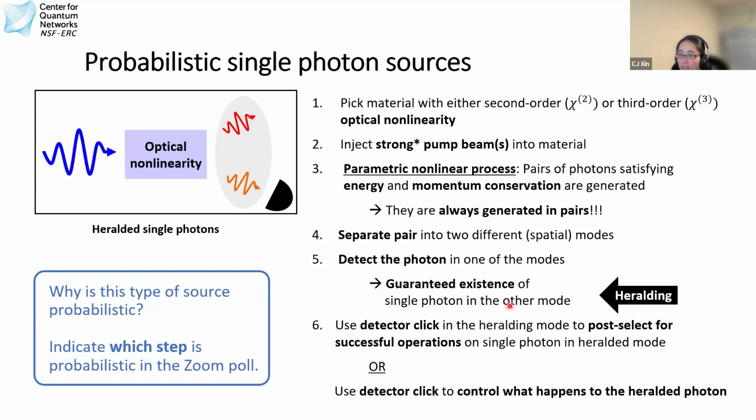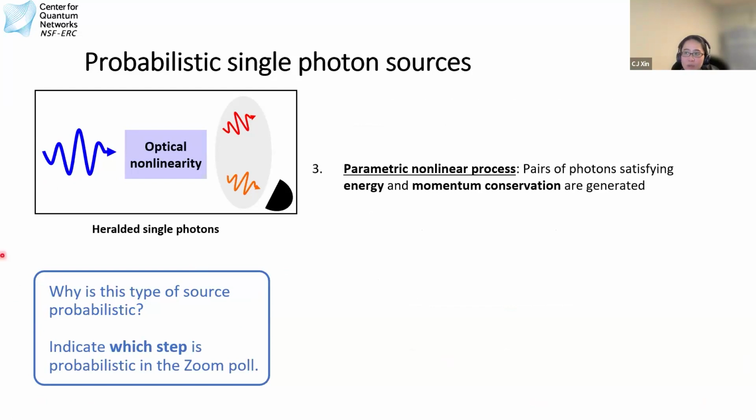And then number 6, yeah, if your devices were imperfect, yes, that could occur with some probability. But strictly speaking, if we assume all perfect components, classical components, all working perfectly, the only thing that's fundamentally probabilistic is this parametric nonlinear process's ability to generate pairs of single photons.